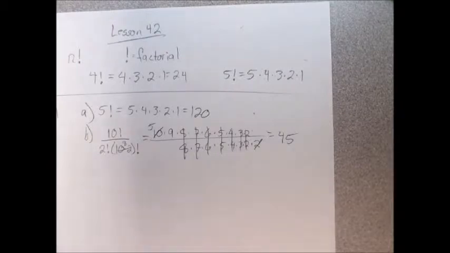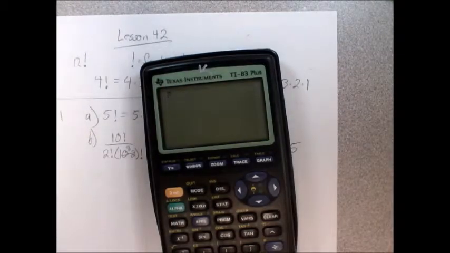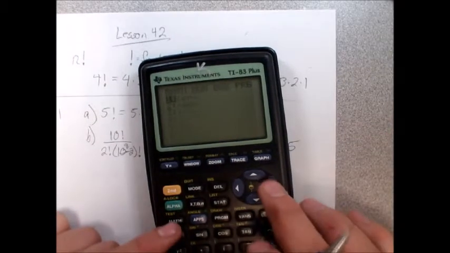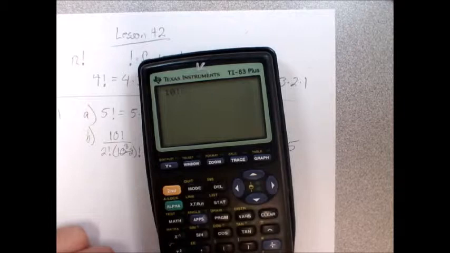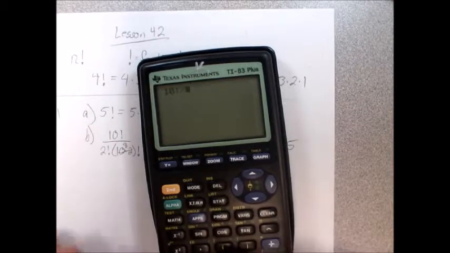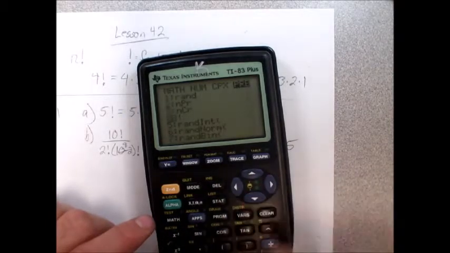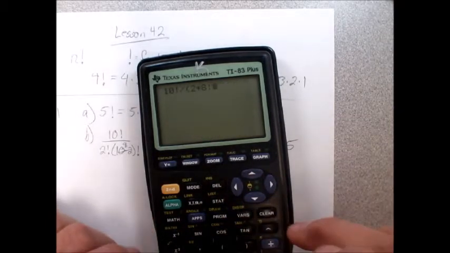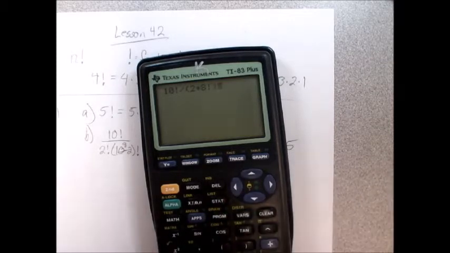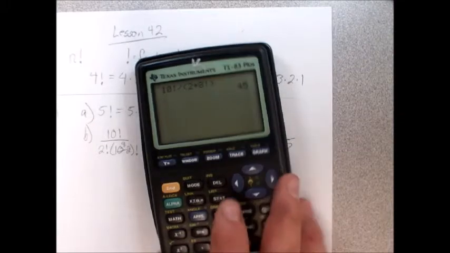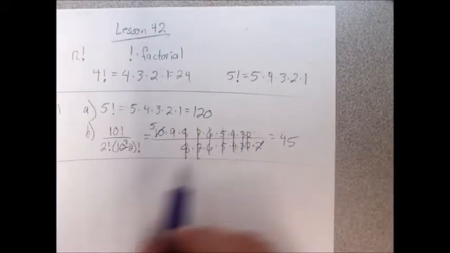Yes, you can type this into your calculator, because somebody is going to ask me. It's 10 factorial, so math, probability, factorial, divided by, and then you have to put it all in parentheses. 2 factorial, I'm not going to type in 2 factorial, it's just 2, multiplied by 8 factorial, and then I close my parentheses, press enter, 45. You still need to know how to expand those.